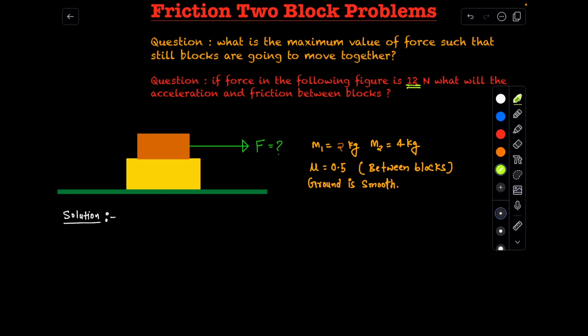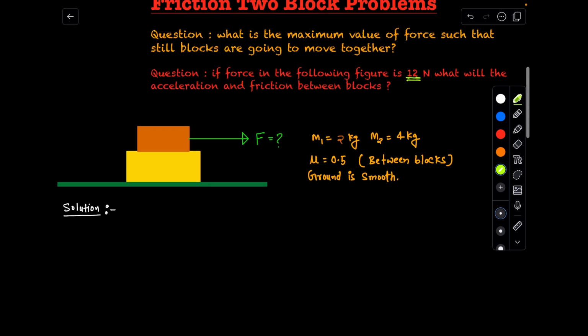So what will be the acceleration and friction between the blocks? One condition could be that these blocks are moving together with the same acceleration, and the other condition could be they are moving with different acceleration because the force is so large that there is a kinetic friction between them. So the approach for these kinds of questions is that first we are going to assume that both blocks are moving together. We will take this as case 1, both blocks moving together, and then assuming this condition we are going to solve this problem.